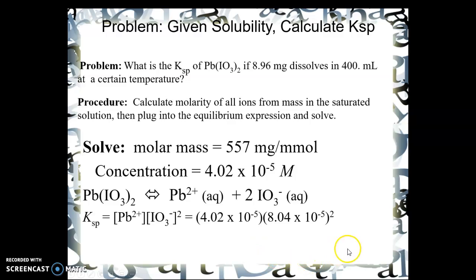Now, when you multiply then these together, so this is about 64 and this is 10 to the negative 10th. When you multiply these two terms together, you get 259 times 10 to the negative 15th. Now, I encourage you to do that yourself, or 2.59 times 10 to the negative 13th. And remember, this is an equilibrium constant, so you don't fool with units.